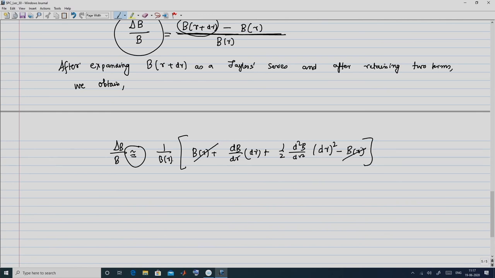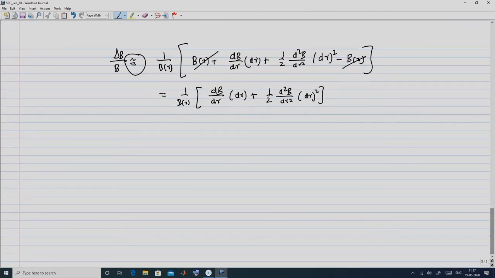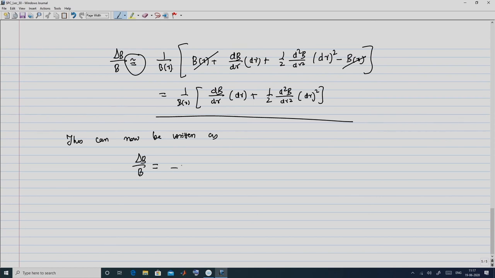So, the B of R terms cancel out. So, we get 1 over B of R into dB/dr multiplied by dr plus half d squared B/dr squared into dr whole squared. Now, once I have this expression, this can now be written as delta B over B, and dB/dr is simply going to be minus D over 1 plus r.